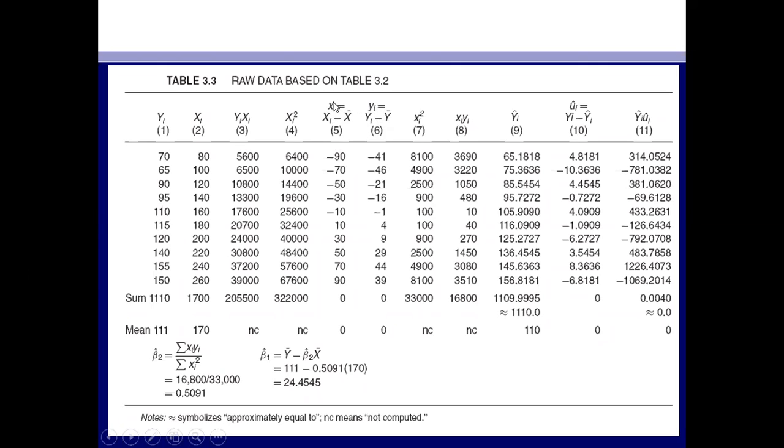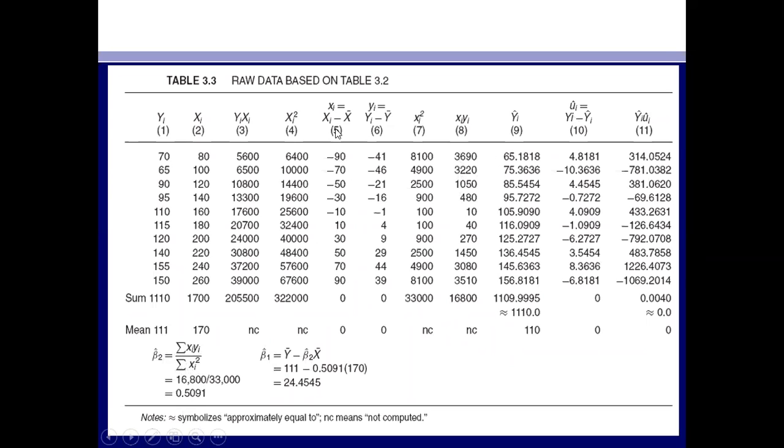When you multiply these two together, column 5 multiplied with column 6, you get column 8. So multiply every value in column 5 with the corresponding value in column 6, and you get the corresponding values in column 8. The sum of column 8, summation small xi small yi, is the numerator that we need in the slope coefficient. And the denominator is summation xi minus x bar square.